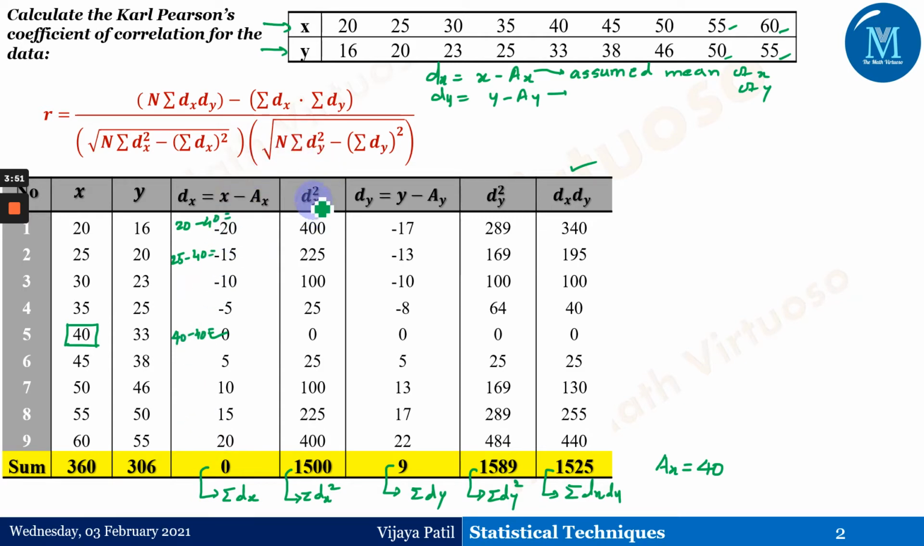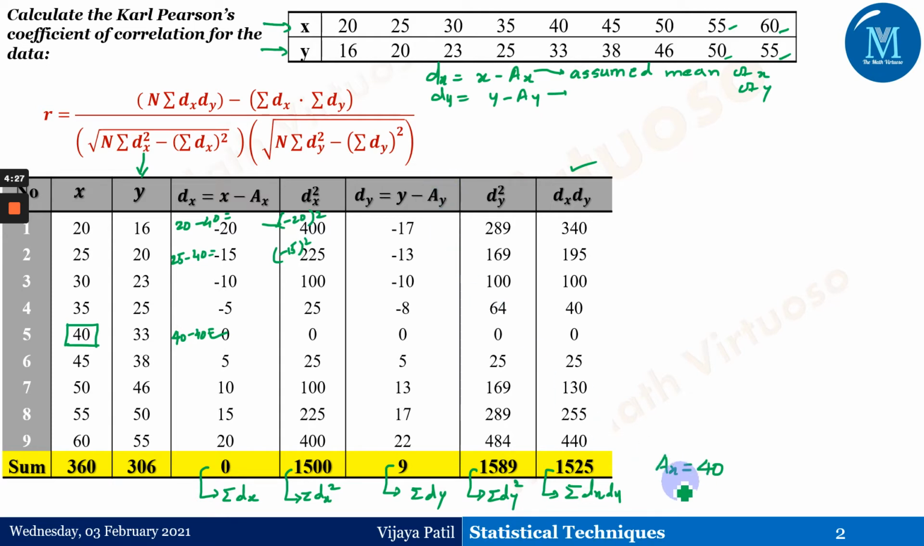Then the next column is dx square, which is nothing but the square of this particular dx. This 400 is the outcome of minus 20 square. This 225 is the outcome of minus 15 the whole square, right? Though it is plus or minus, because of the square these numbers come out positive. And this is the addition, which gives me summation of dx square, which is 1500. Similarly, dy is y minus ay. What is this y minus ay? Y is this column, and we have subtracted ay.